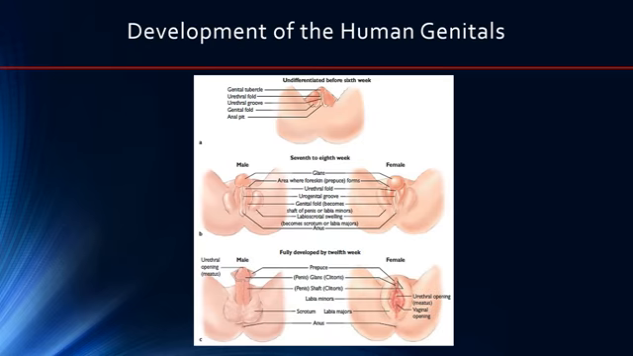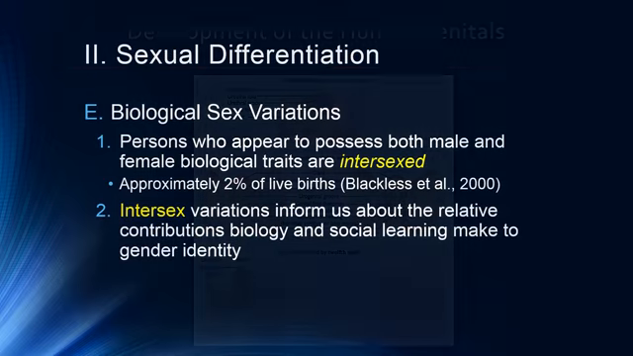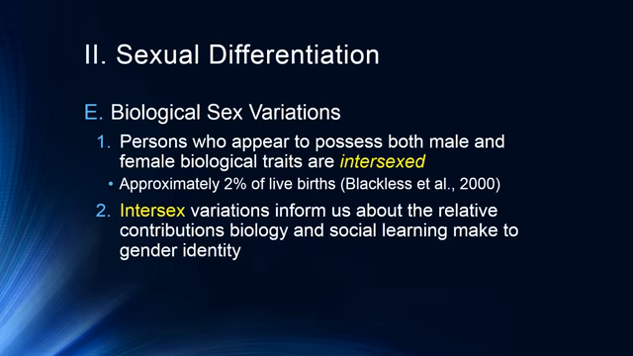By about the 12th week, we have pretty clear sexual differentiation. And this is usually when parents will start to try to determine whether or not they're having a male or female child through things like ultrasound.